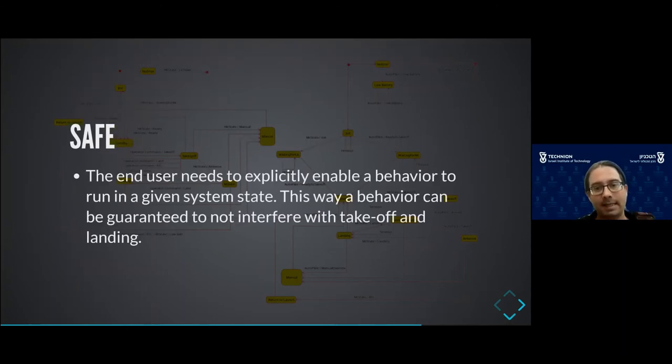And also inside the logic are some safety measures, such as the taking off sequence. We go through a checklist before to see that this is even possible to take off. And if not, then the user gets notified. And also through the behavior module, the end user needs, through a configuration file, a text file, it doesn't need to recompile, but the user needs to explicitly enable a behavior in order to run in a given system state. This way we can guarantee, or at least delegate the responsibility to the end user and have them use the framework as safely or unsafely as they choose.